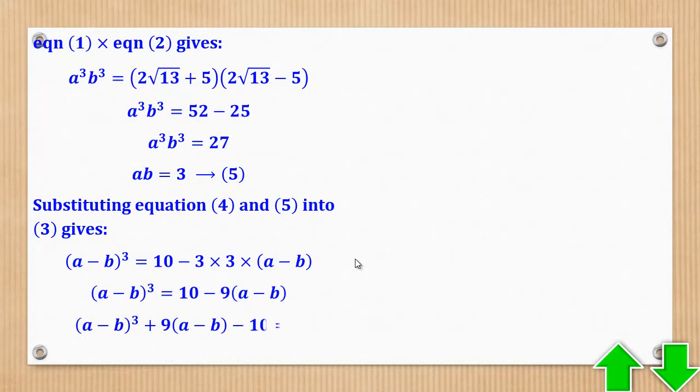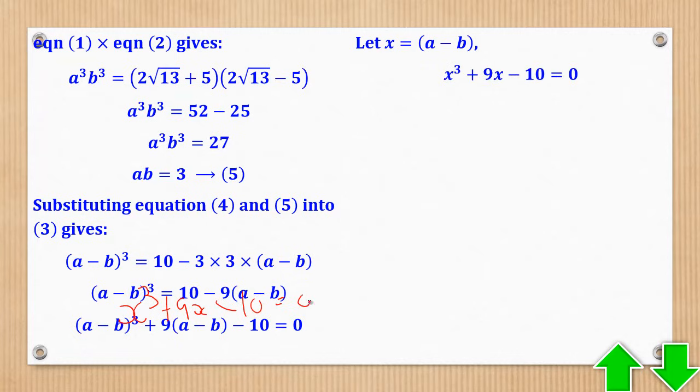Simplify. Then this gives us a cubic equation in terms of A minus B. If you want to see it, you can say let x be equal to A minus B, then substitute here to become x cubed plus 9x minus 10 equal to 0. Then we can test. How do we test? We test using factors of 10.